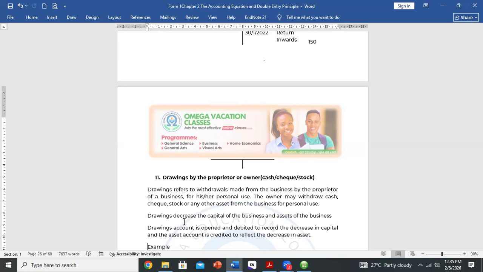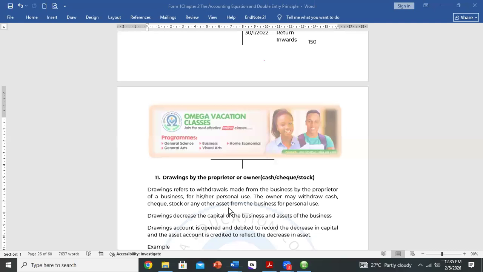So anytime the owner takes something away from the business for personal use, we acknowledge it. And we call that drawings. So drawings refer to withdrawals made from the business by the proprietor or the owner for his or her personal, please, very important, personal use.